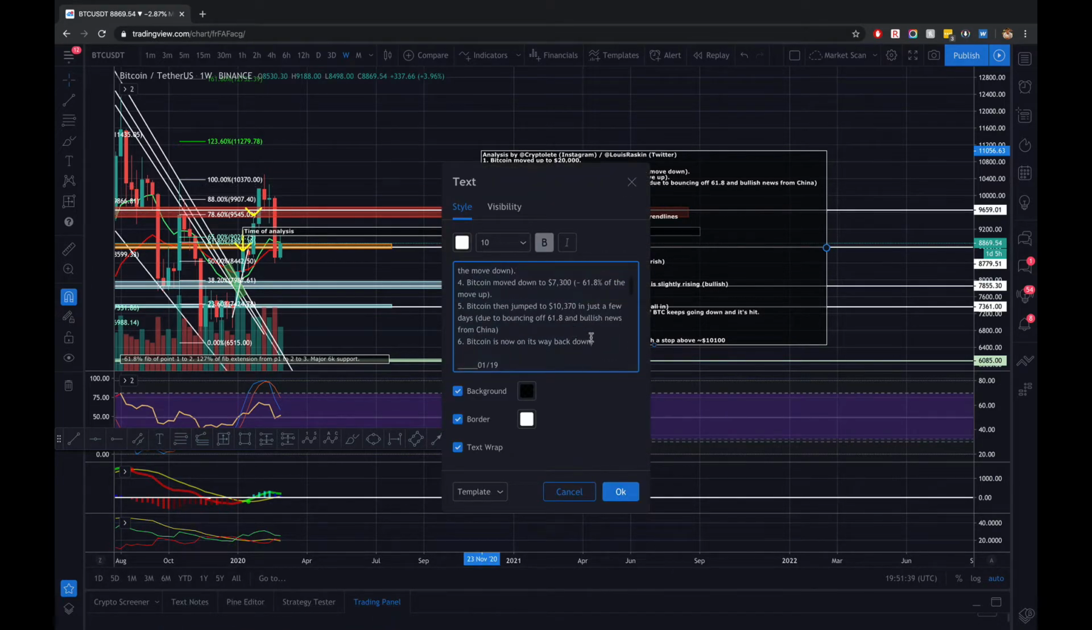So Bitcoin then jumped to 10,370 in just a few days. It then dumped again and fell slightly below the supports, before rebounding back to this $10,400 region. Yeah, $10,400 previous high.